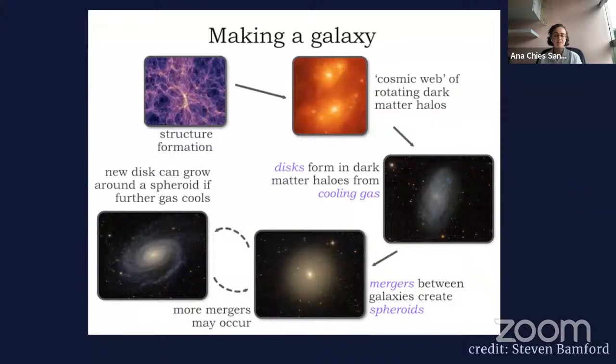So starting with galaxies. Today we have a pretty good idea of how galaxies are formed. We know the galaxies formed hierarchically. We start from this cosmic web of rotating dark matter halos, and disks form in these dark matter halos from cooling gas. If mergers between these kinds of galaxies happen, we might create spheroids. If more mergers occur, new disks can grow around the spheroid if further gas cools.